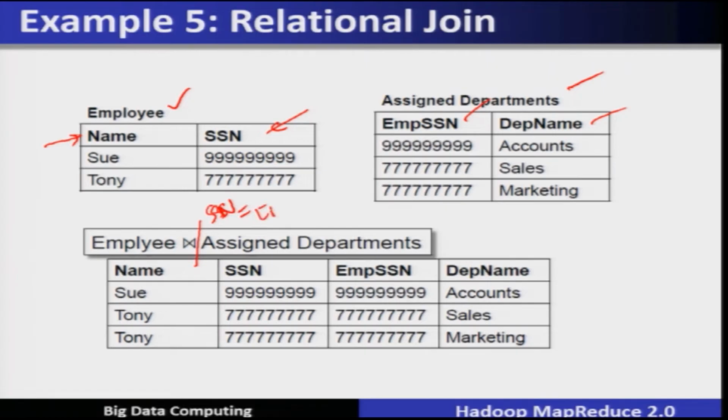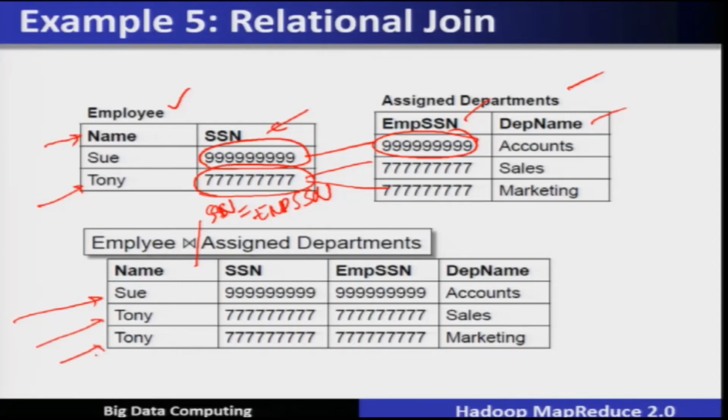if we want to join on SSN equal employee SSN, then we see that this particular employee with the name Sue has a matching employee SSN with the accounts. So, if we join them, this particular tuple will be generated. What about the other one here? This SSN has two matches. So, two different tuples will be generated accordingly, wherein the sales and marketing will be reflected. Now, let us see how we are going to achieve this using MapReduce operation.